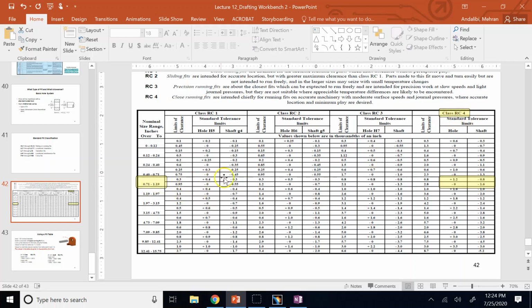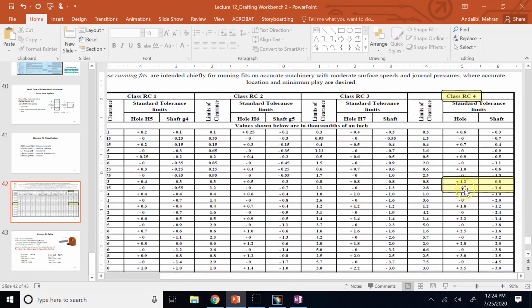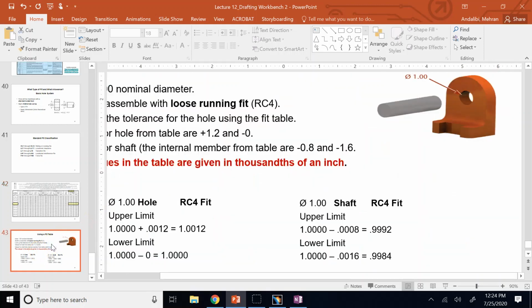So if you move this all the way down below RC4, then you see 4 numbers here. You see plus 1.2, negative 0 for the hole, and negative 0.8, negative 1.6 for the shaft. So what does that mean? These are those pluses and minuses. It means what are the tolerances for the hole? How should I write it?